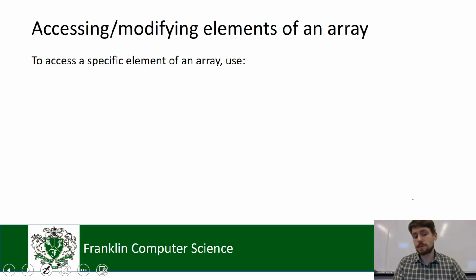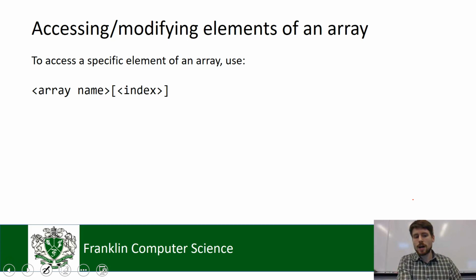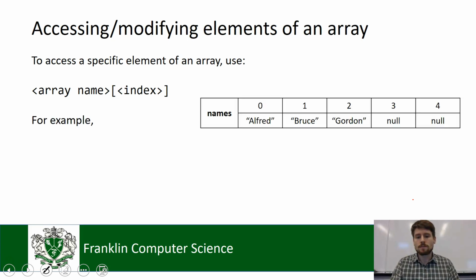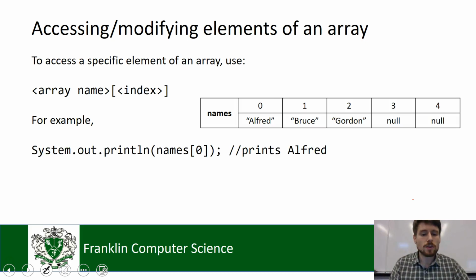To access a specific element of an array, you use the name of the array and then the index, and that gives you back the value stored in that location. For example, my array is the array from earlier: Alfred, Bruce, Gordon, null, null. If I were to print out names[0], I put a println with names[0] inside of it.